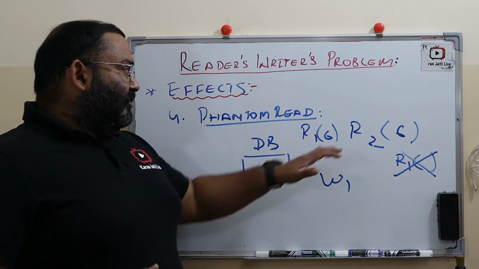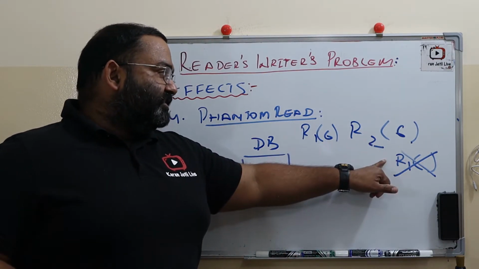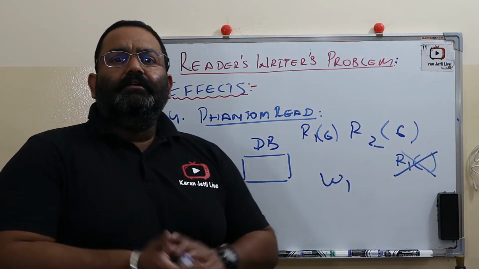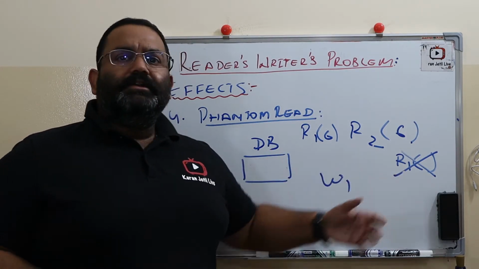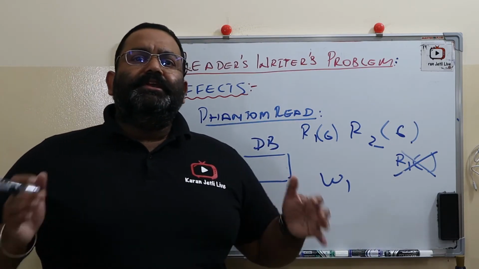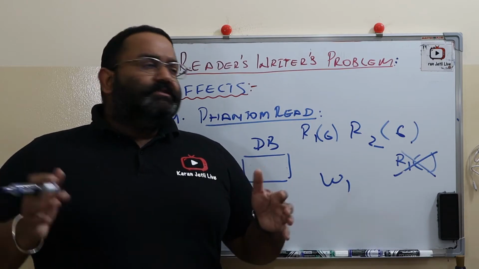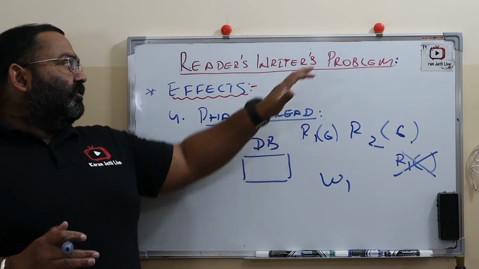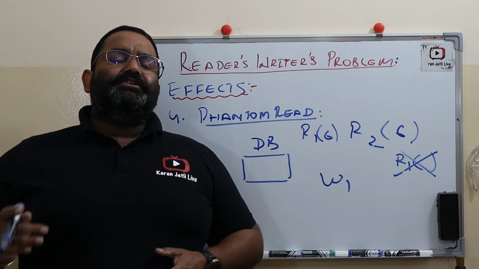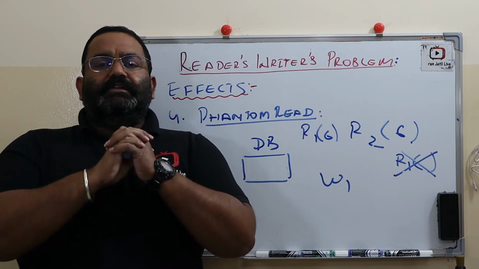So what is happening? One read successful, another read successful. Before we could do the third read, the writer deleted the data. Now the data is not available. What do we call it? We call it the phantom read problem. So guys, these are the side effects of readers writers problem which may occur when we do not synchronize the readers writers threads.